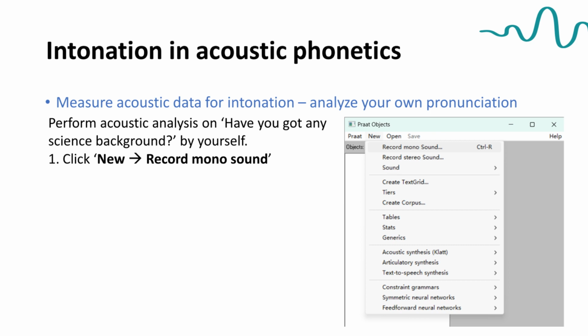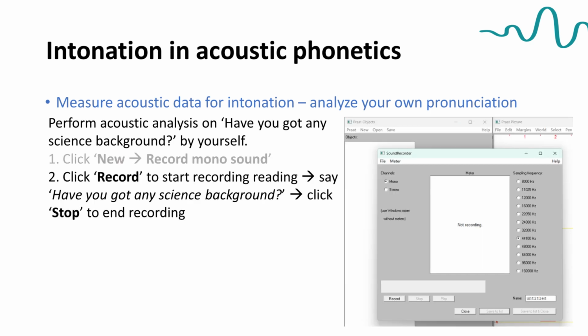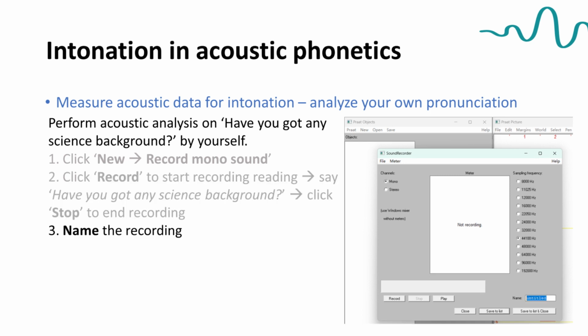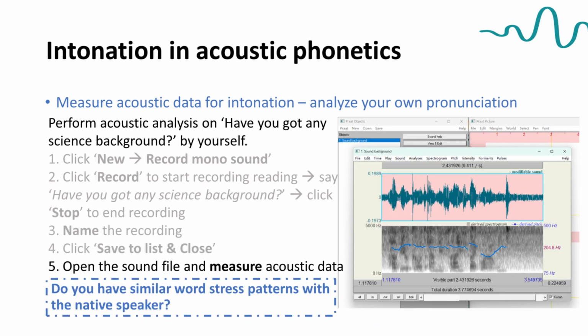First, click on New in the menu bar of the object window, and select Record Monosound. Next, click on the Record button on the new sound recorder window to start recording your reading. After reading the sentence, click on the Stop button to end the recording. Click on the Name field to name the recording. Then click on the Save to List and Close button. Lastly, return to the object window, select the recording and click on View and Edit to start visualization.